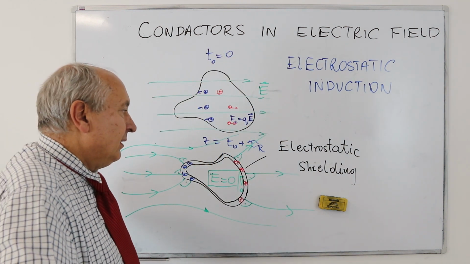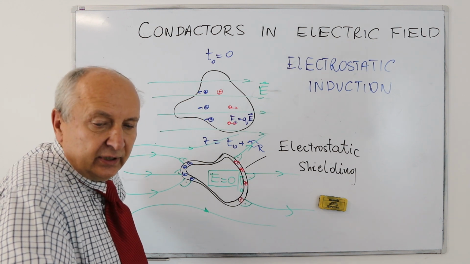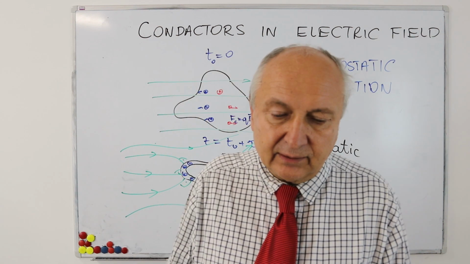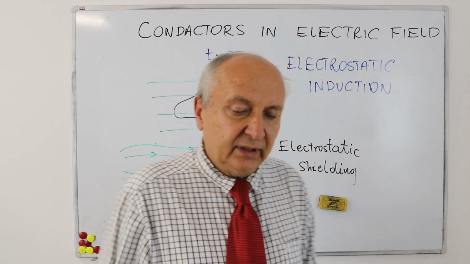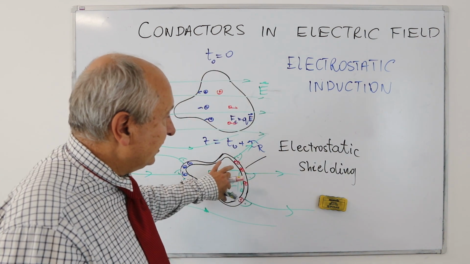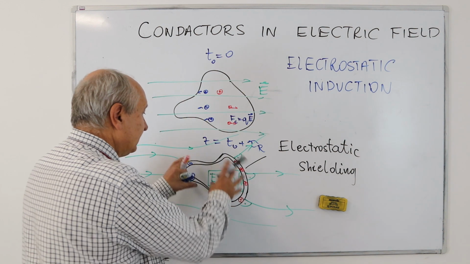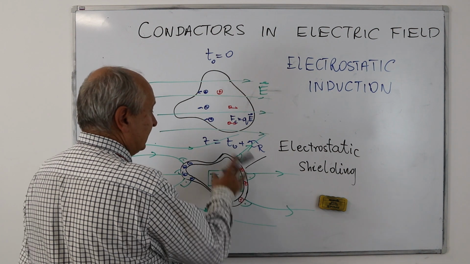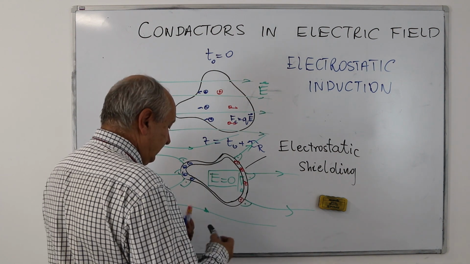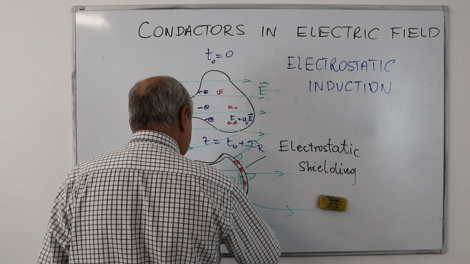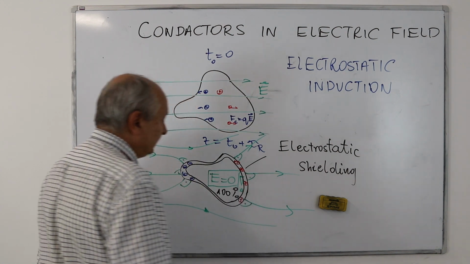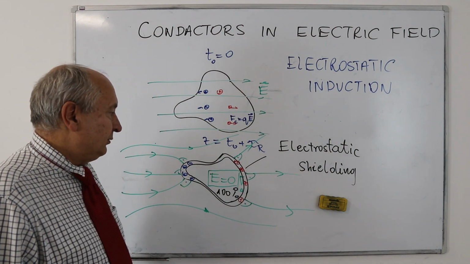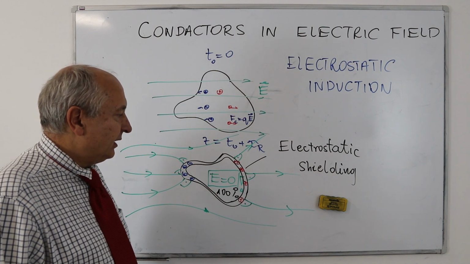It is commonly used when we want to isolate some part, some volume, from an electric field. We are using electrostatic shielding. We have to construct it from a conductor. And this electrostatic shielding has an efficiency of 100% for an electrostatic field. But what happens if it is not an electrostatic case?